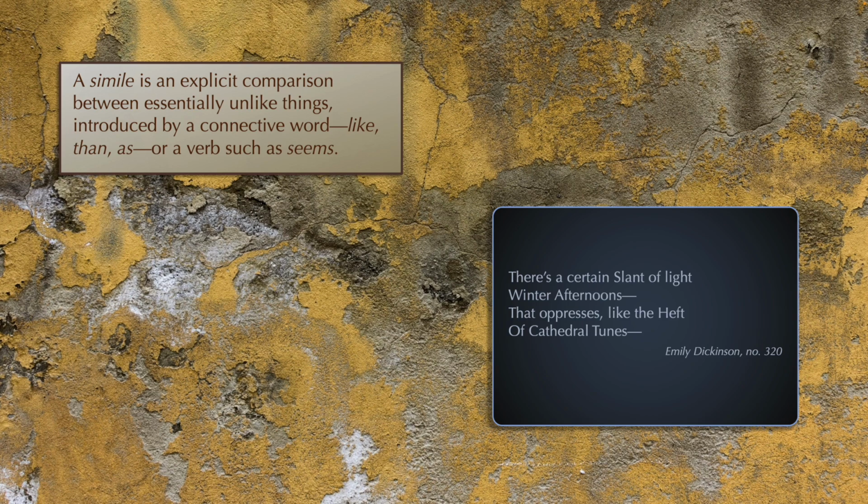Very famous poem by Emily Dickinson. I love turning to her for illustrations of figurative language because her poetry is so concise, but also so rich. So this is the poem, There's a Certain Slant of Light, number 320. And if you just take a look at that for a moment, see if you can identify the simile. There it is. Like the heft of cathedral tunes.